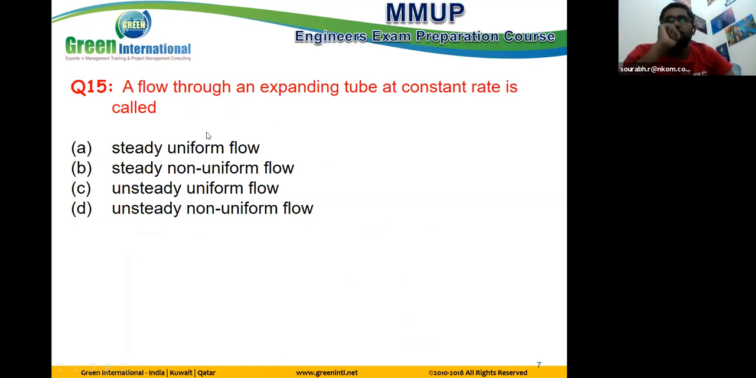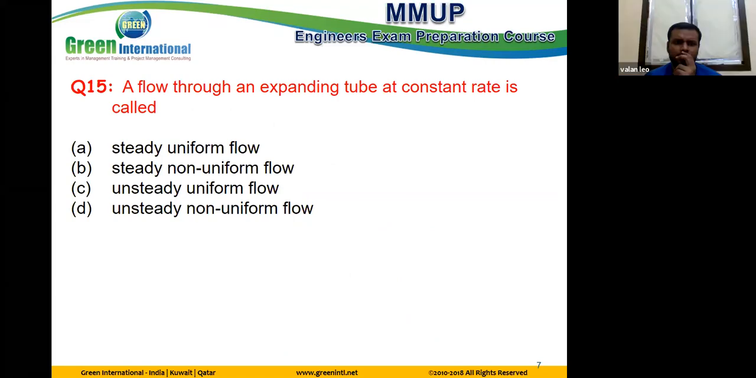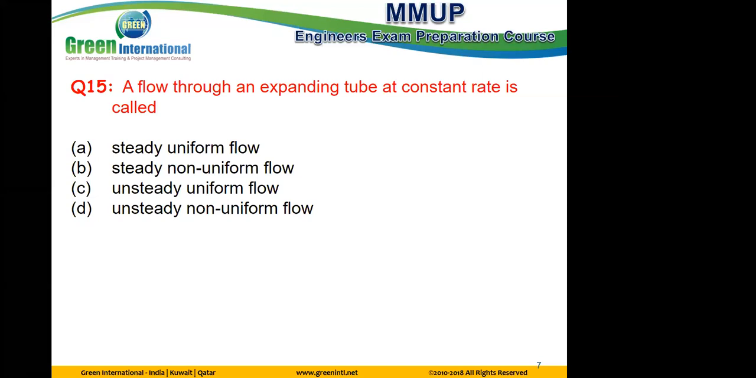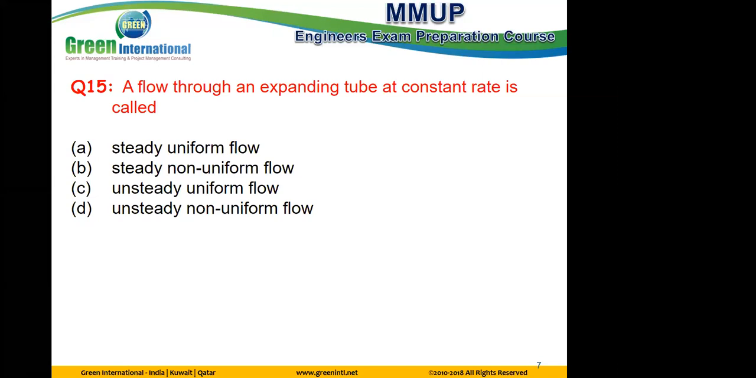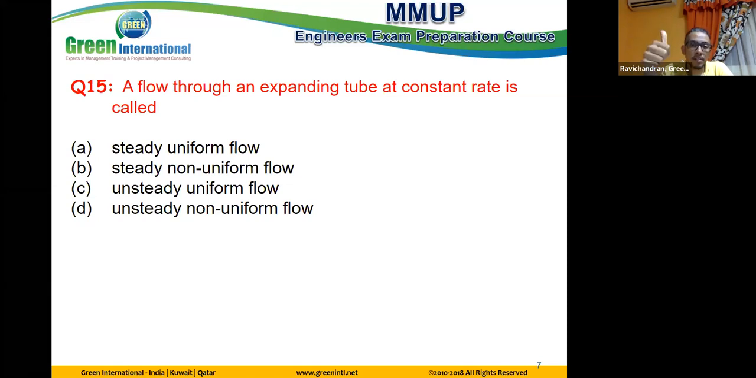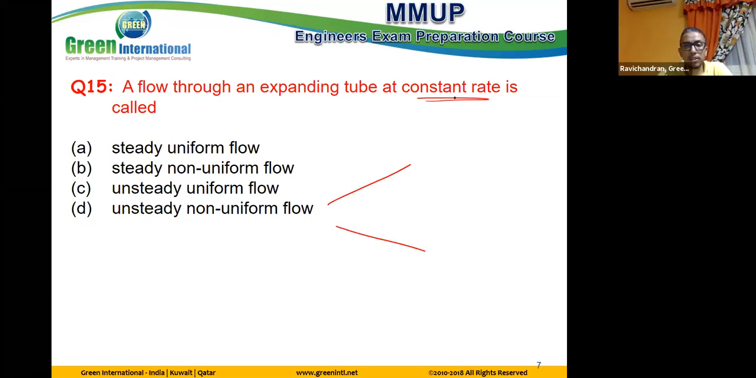A flow through an expanding tube at constant rate. Classify the flow. Constant rate, steady. Expanding tube, non-uniform flow. Yes, steady non-uniform flow. Steady because he mentioned constant here. Yes. Okay.